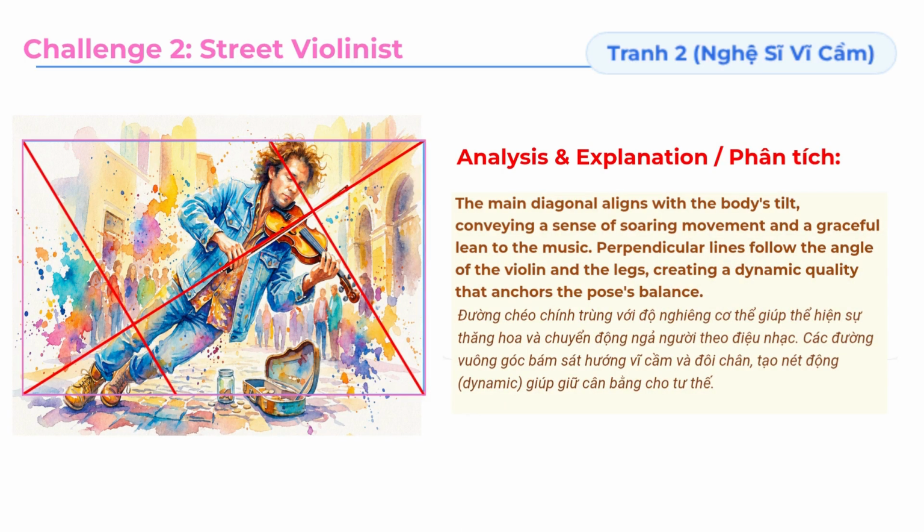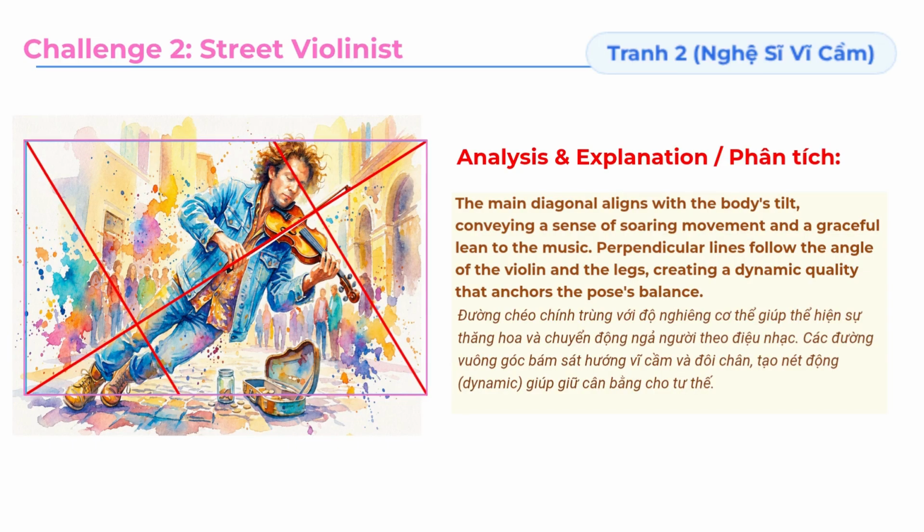The main diagonal aligns with the body's tilt, conveying a sense of soaring movement and a graceful lean to the music. Perpendicular lines follow the angle of the violin and the legs, creating a dynamic quality that anchors the performer's balance.